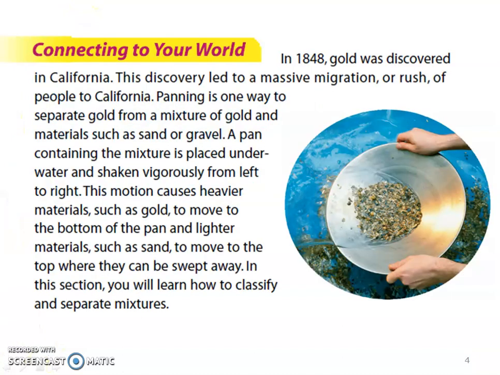In 1848, gold was discovered in California. This discovery led to a massive migration or rush of people in California. Panning is one way to separate gold from a mixture of gold and materials such as sand and gravel. A pan containing the mixture is placed under water and shaken vigorously from left to right. This motion causes heavier materials such as gold to move to the bottom of the pan and lighter materials such as sand to move to the top where they can be swept away.